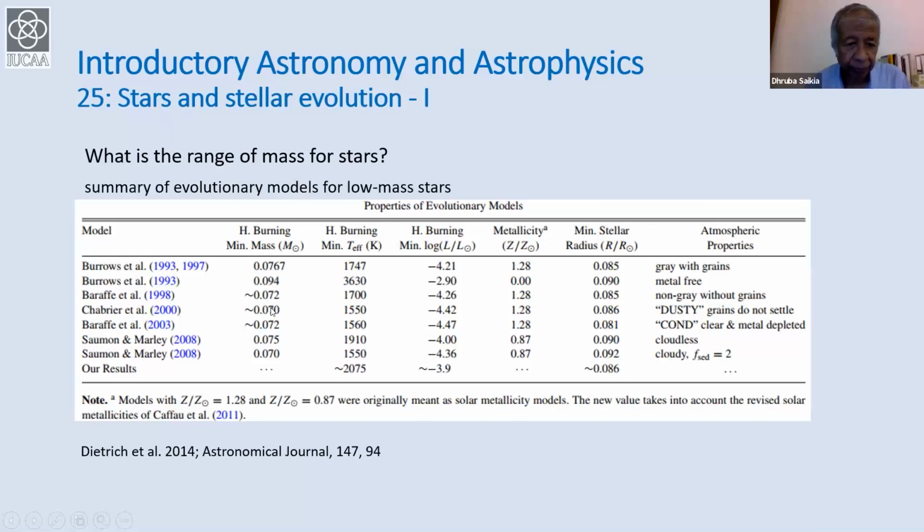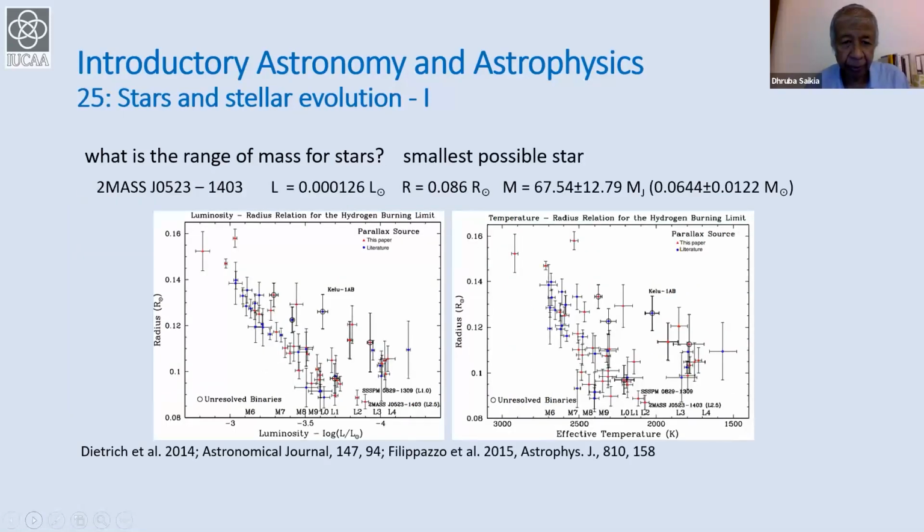This is just to give you an overview that 0.07 is at the lower end of the mass of a star, if it were to be called a star at all. Now, Dietrich et al. claimed this object, 2MASS J0523-1403, which, as you can see, has a small fraction of the solar luminosity. It's about 8.6% of the radius of the sun, and about 67 times the mass of Jupiter, which is about 0.064 times the mass of the sun.